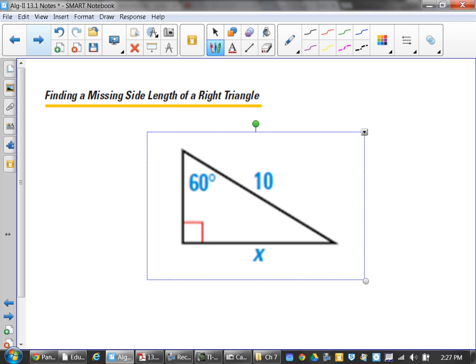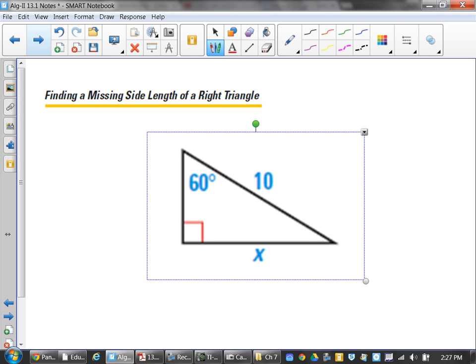Guys, you should have the answer already. What's the answer? 5 root 3. It's a 30, 60, 90. I get it now. What happens a lot in this class, especially as we get to law of sines, law of cosines and things, is that you guys have a tendency to overthink the obvious.